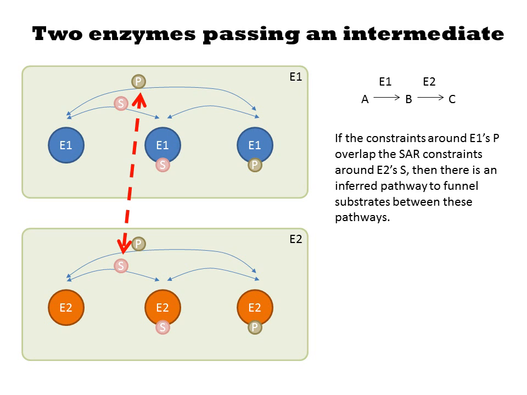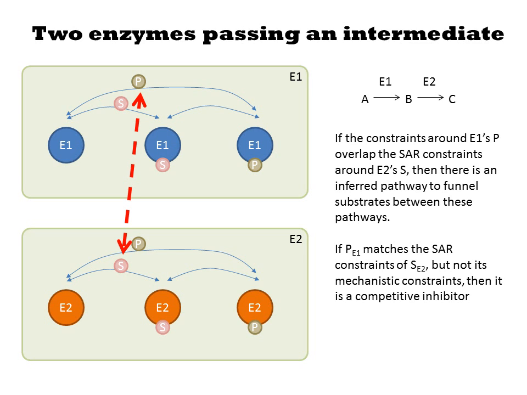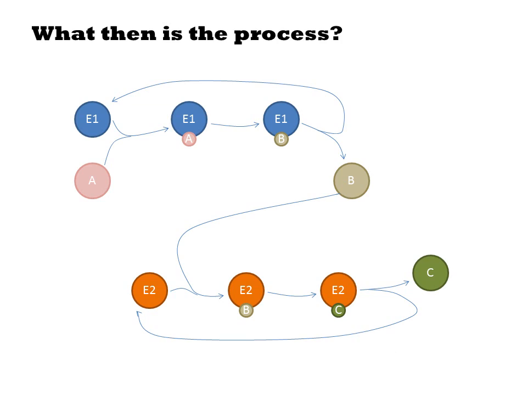If the product of E1 matches the SAR constraints for substrate binding of E2, but that molecule does not satisfy the mechanistic constraints for conversion, then it is a competitive inhibitor of E2. Genetically, we would express that by saying that the E1 represses E2. If no SAR constraints match, these enzymes are orthogonal to one another and no process is going to occur.